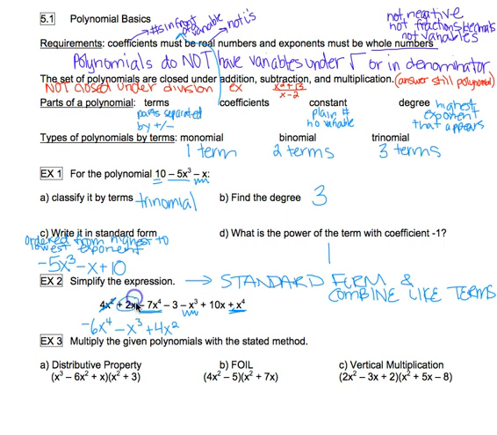Then should come plain x's. Got one here and one here. They're both positive. 2 plus 10 gives me 12x. Now the only thing left that hasn't been used yet is the negative 3 constant. And so this would be my simplified standard form polynomial expression.